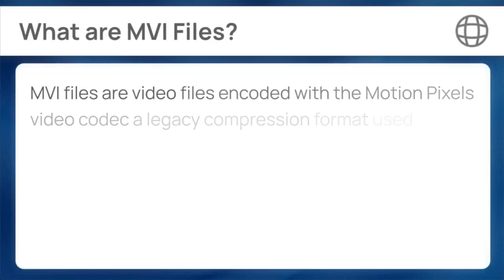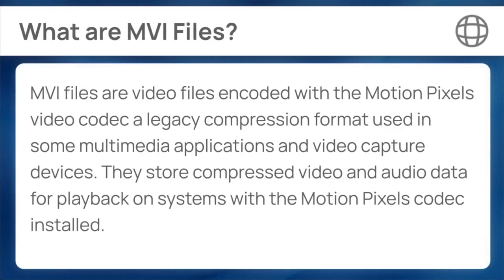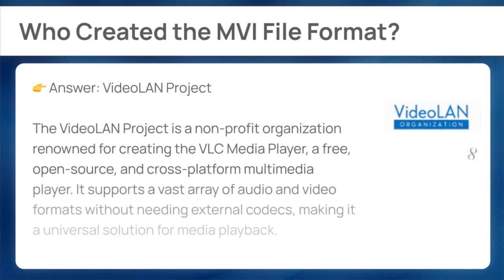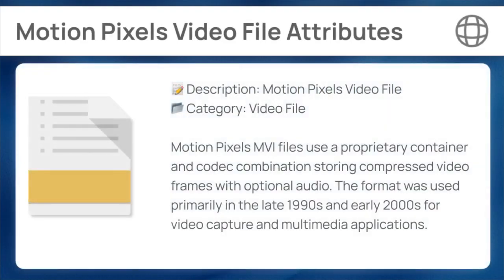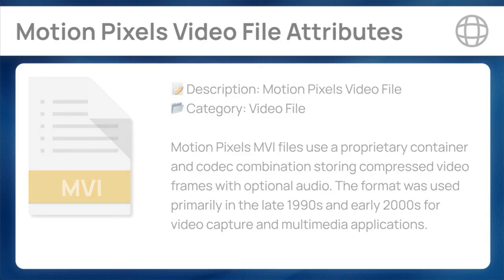MVI files are video files encoded with the Motion Pixels video codec, a legacy compression format used in some multimedia applications and video capture devices. They store compressed video and audio data for playback on systems with the Motion Pixels codec installed. Motion Pixels MVI files use a proprietary container and codec combination storing compressed video frames with optional audio. The format was used primarily in the late 1990s and early 2000s for video capture and multimedia applications.